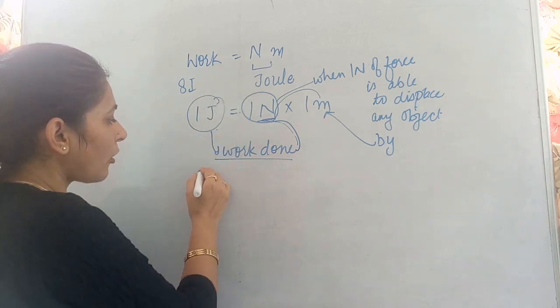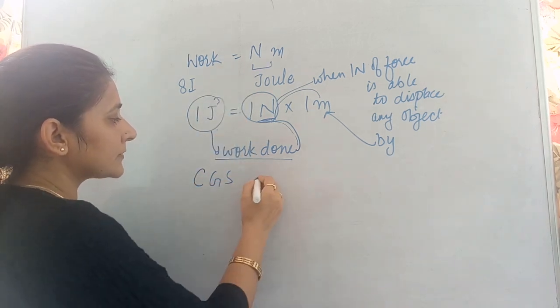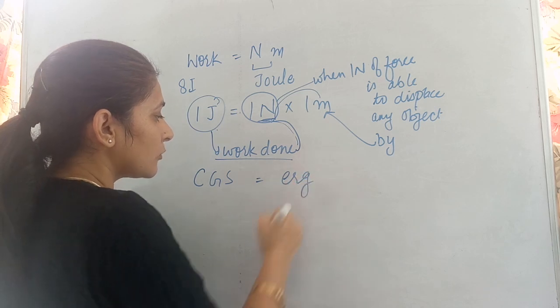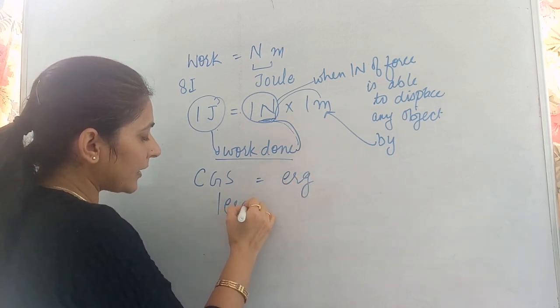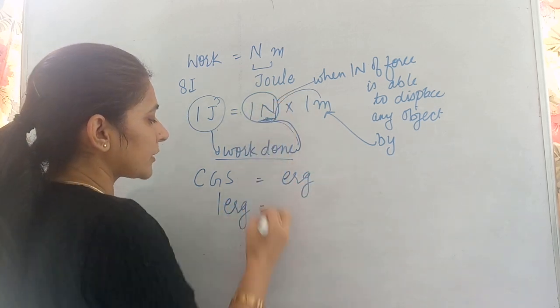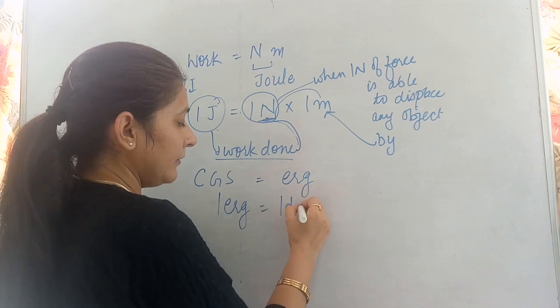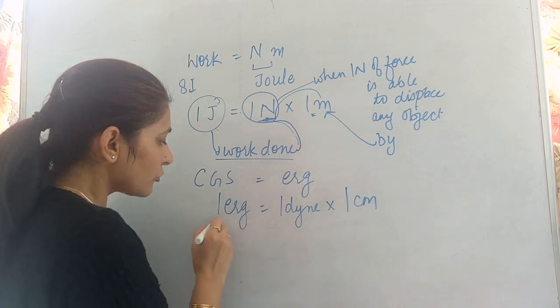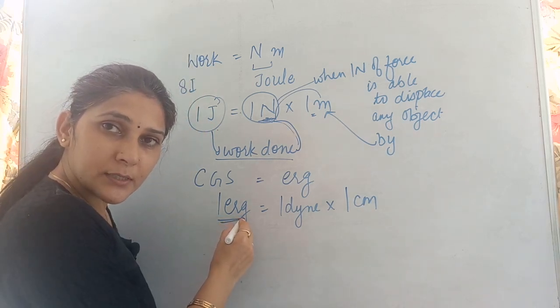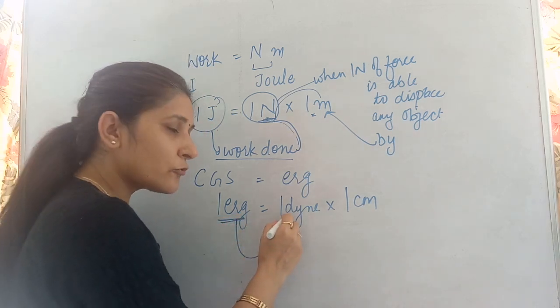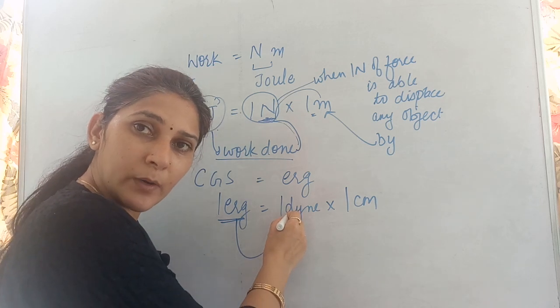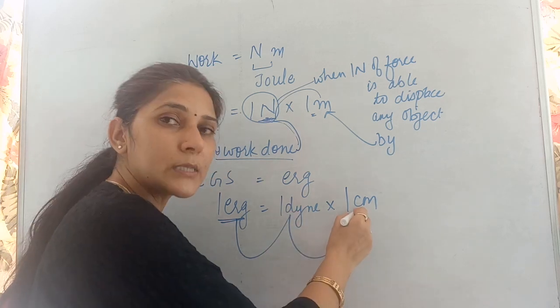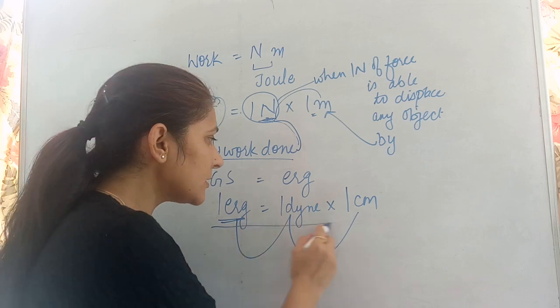Similarly, you can talk about the CGS unit of work, that is erg. Okay, how can you define erg? Erg is equal to, instead of Newton, what can you write? Dyne. 1 dyne into, instead of meter, 1 centimeter. So 1 erg is the amount of work done when 1 dyne of force is applied on the object and is able to displace the object by 1 centimeter. This is related to the CGS unit.